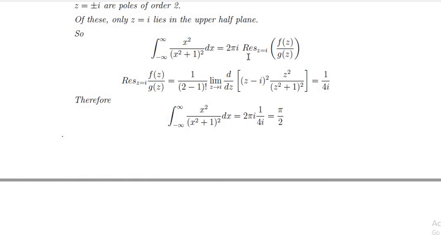So by Cauchy's residue theorem, the integral value is equal to 2 pi i into sum of the residues in the upper half plane. Here z equal to i is a pole of order 2. So using the formula, we will get the residue value equal to 1 by 4i. Then 2 pi i into the residue, that is 2 pi i into 1 by 4i, is equal to pi by 2. So this is the required answer for the given real integral.